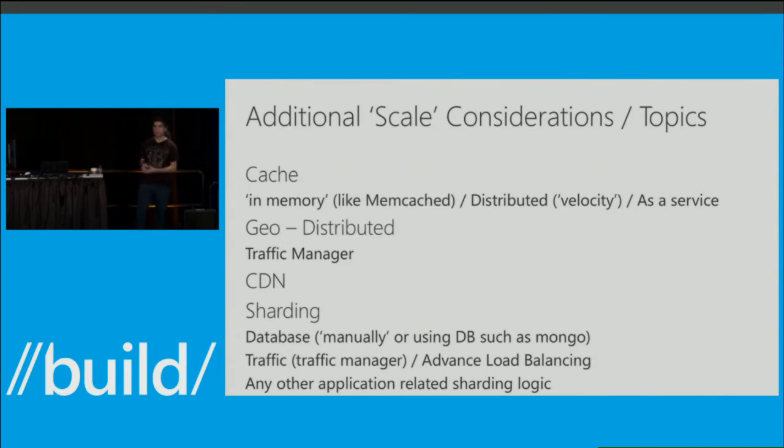You can have distributed cache, like Velocity. You have cache as a service, like what happened in Windows Azure. You can have all of that. Today, with Windows Azure websites, you don't really have a good caching story. We're working on that. We're working hard. We'll be there, but not today.